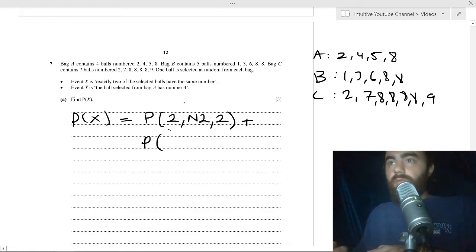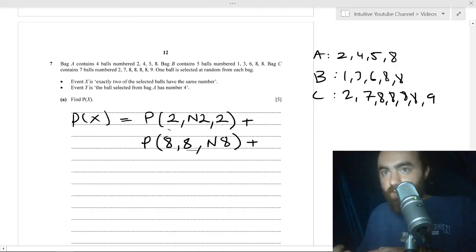And then we add all the different ways it could happen. Well, 4 only occurs in bag A, 3 only occurs in B, 5 only occurs in A, and 6 only occurs in B. So that means there's no possible way for any of those numbers to be selected twice, one from one bag and one from the other. And 8 is the only other number. So you could also pick an 8 from bag A, and an 8 from bag B, and then no 8 from bag C. Exactly 2, right? That's exactly 2 of the numbers.